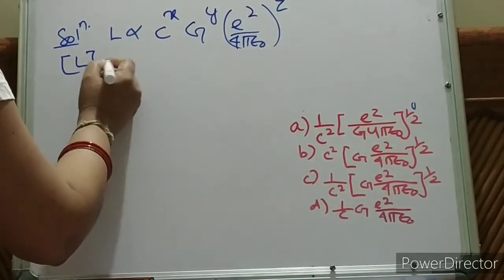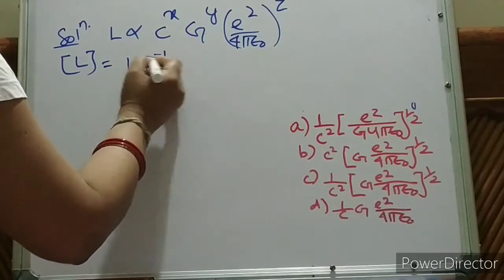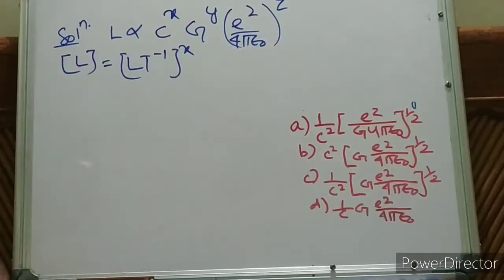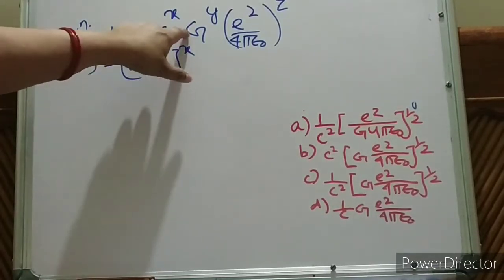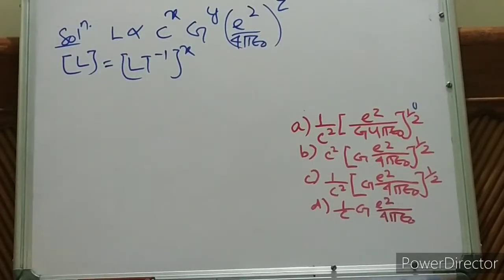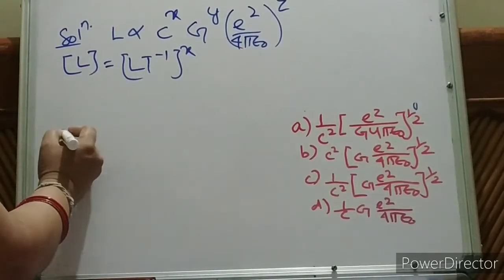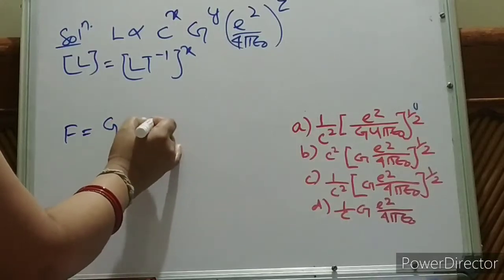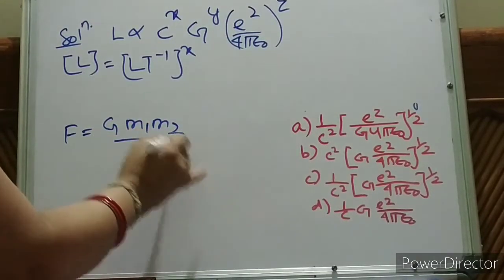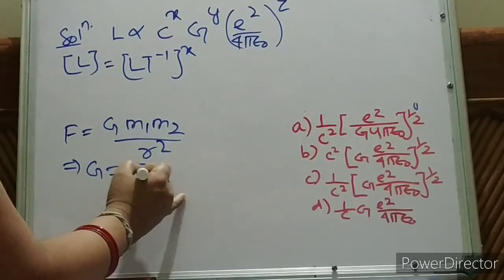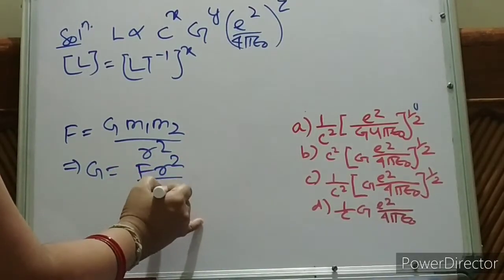Now we have to find out the dimension of C. What is the dimension of C? L T inverse, again easy, to the power x. What is the dimension of G? Capital gravitational constant. This G, that is your gravitational constant, capital G. So how to find out G? Let me do over here so that please follow this. So F is equal to, what is the formula we will use? G m1 m2 by r square. So that means G is equal to F r square divided by m1 and m2.